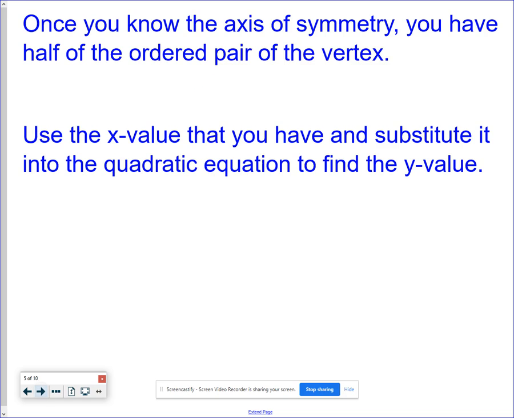So when we have an equation, we are going to find the a, b, and the c so we can figure out what that axis of symmetry is. Once we know that x part, we'll have half of the answer, right? For a vertex, we need an ordered pair. We'll have the x, we just have to find the y. So to do that, we are just going to substitute that x value that we find into the regular equation that we have and figure out what the y is going to be equal to.